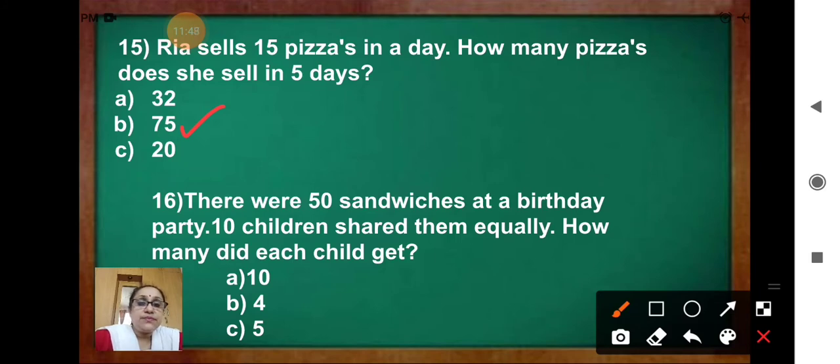Question 16. There were 50 sandwiches at a birthday party. 10 children shared them equally. How many did each child get? You have to find out how many did each child get. That is, you have to divide. Now divide 50 by 10. So the correct answer is 5. 10 fives are 50. Okay.